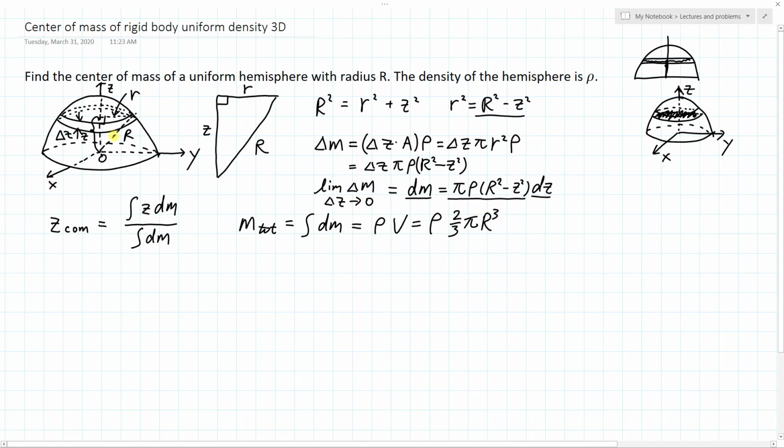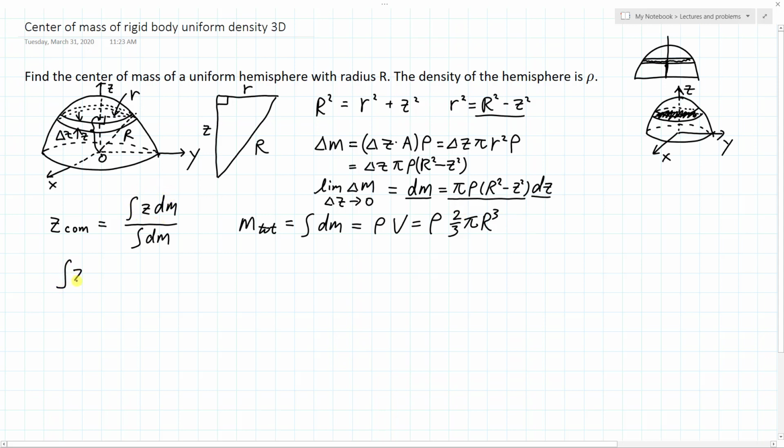Capital R is that fixed radius. The lowercase r is changing with the slice. Okay, so now we have this. This is a total mass. Looks like a lot, but it will divide out. If you have watched my previous video on this half disk, a lot of things actually canceled out. Alright, so let's move on to calculate the top integral.